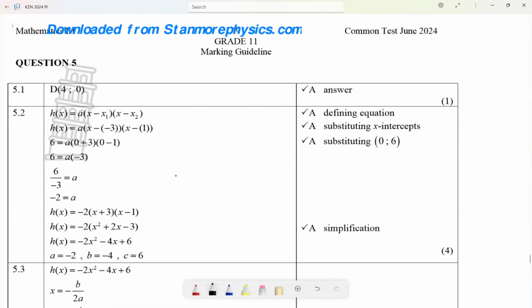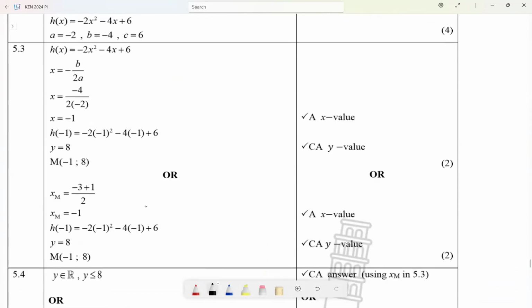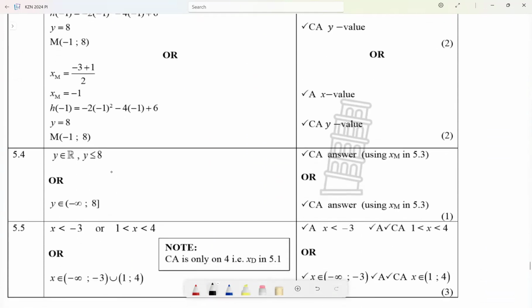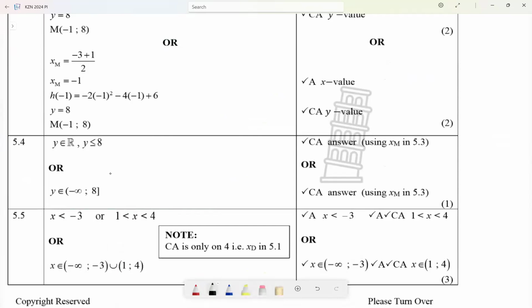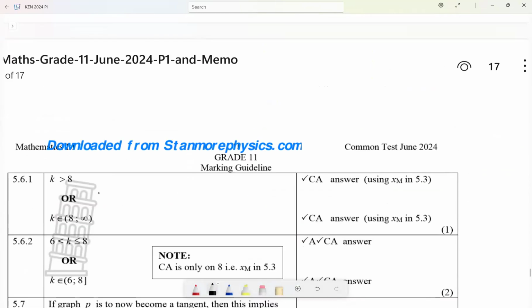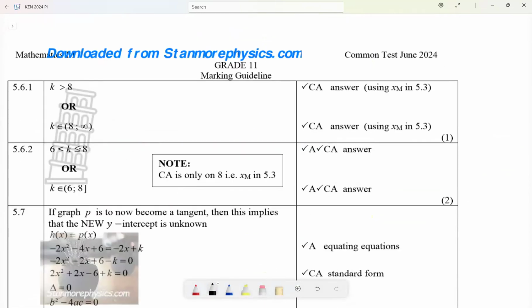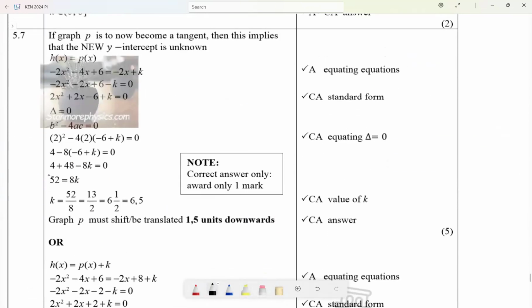Then question 5, 5.2. Then up to 5.3, my coordinates there. 5.4 to 5.5. Then the last question, 5.6, 5.6.2, then now 5.7. Can you see, if the graph of P is to become a tangent, then the y-intercept is unknown. So it is the original function and that one.